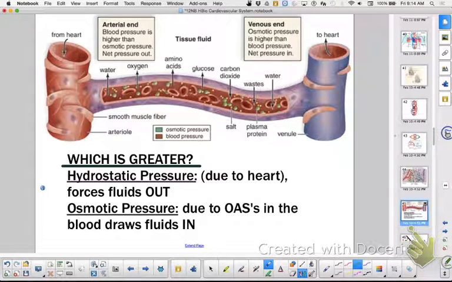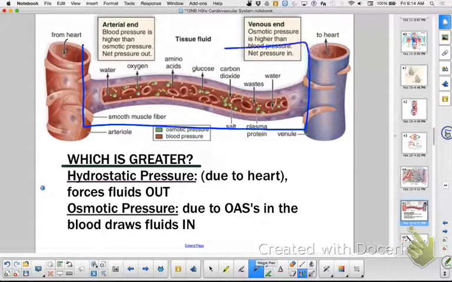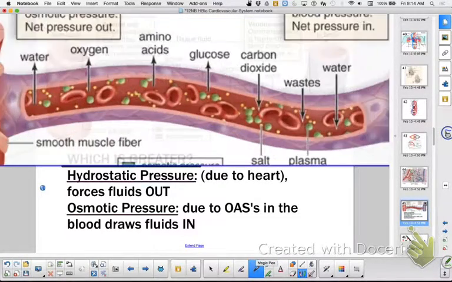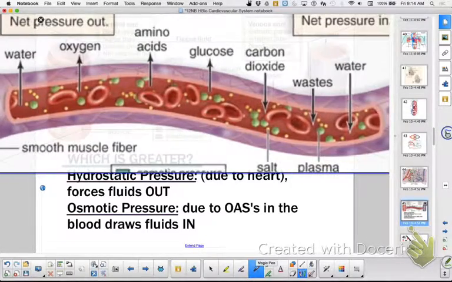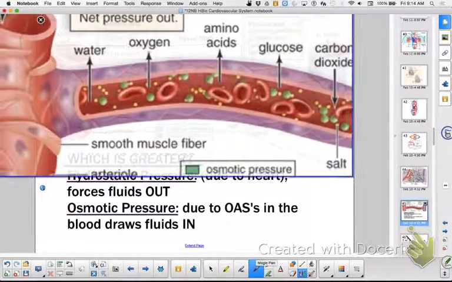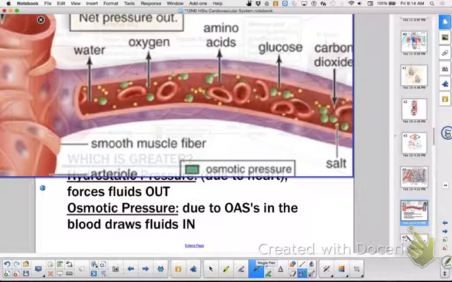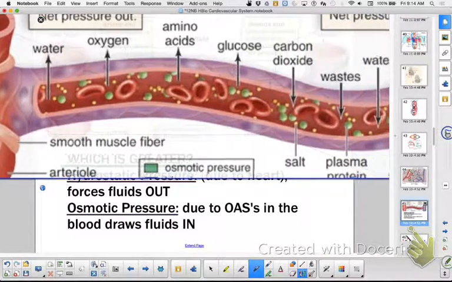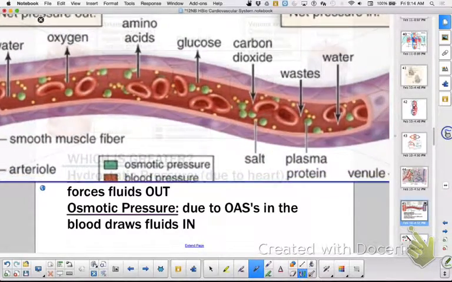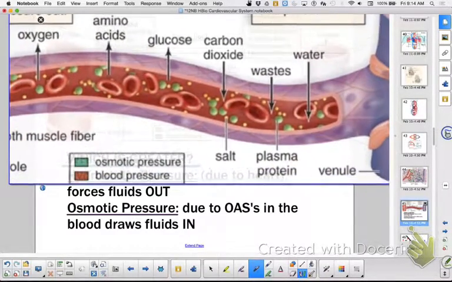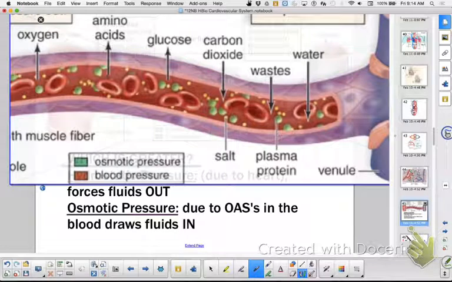Okay, now I know that's tiny, but see if you can see right here. Make it a little bit too big. Okay, here at the arterial end, the out, out, out voice is encouraging water and oxygen and nutrients all to come out, and that voice is the loudest, but by the time we move to the venule end, that voice is still there, it's just quieter.